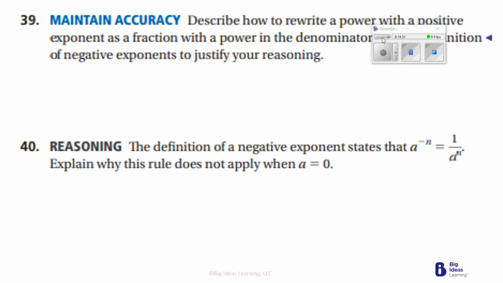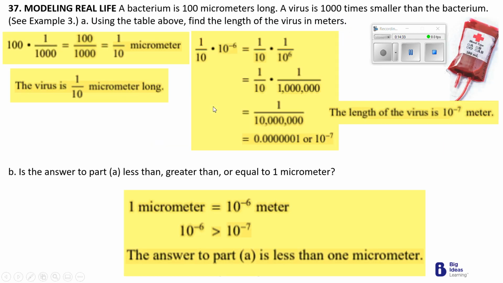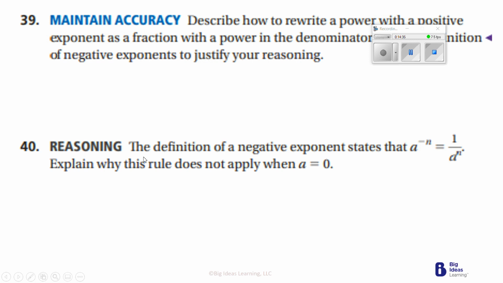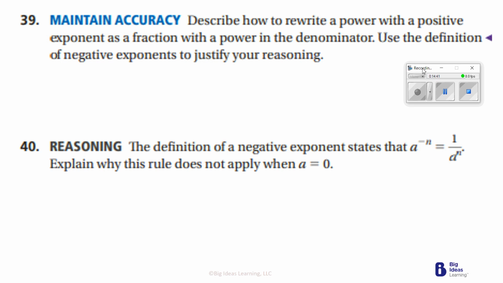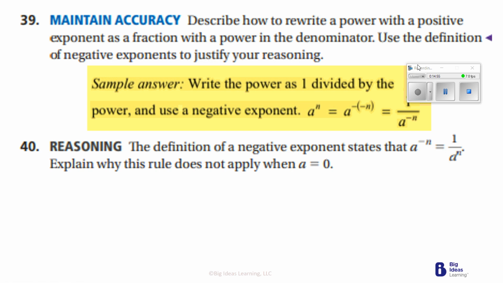All right, number 39. Just going to go back here. This was 37. I'm not quite sure what happened to 38. I'm going to have to find it, bring it back to you. 39 says, describe how to rewrite a power with a positive exponent as a fraction with a power in decimal. Use the definition of negative exponents to justify your reasoning.